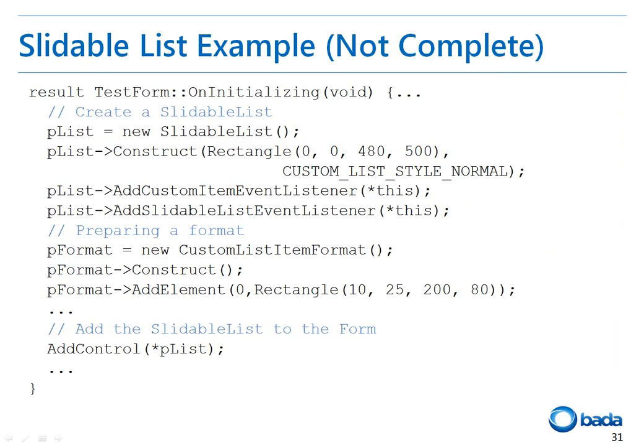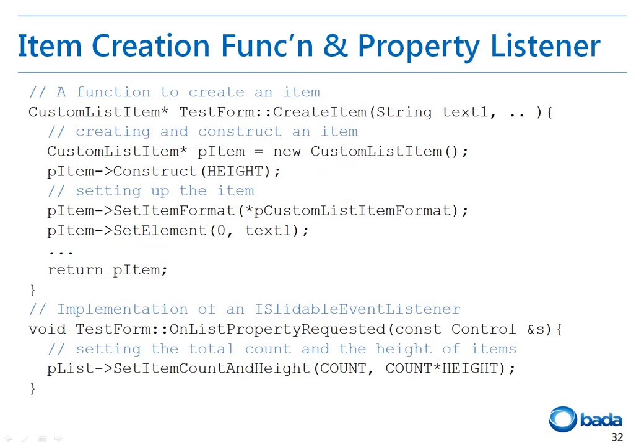Let me show you a part of the actual code of the slidable list. As I explained previously in the list initialization process, the slidable list is created and constructed, and the event listener is registered. In addition, the format for each item is prepared. So you can see the process to add items to the list is omitted. I have created this createItem function to create cells on the fly. This function receives a few parameters and creates a custom cell.